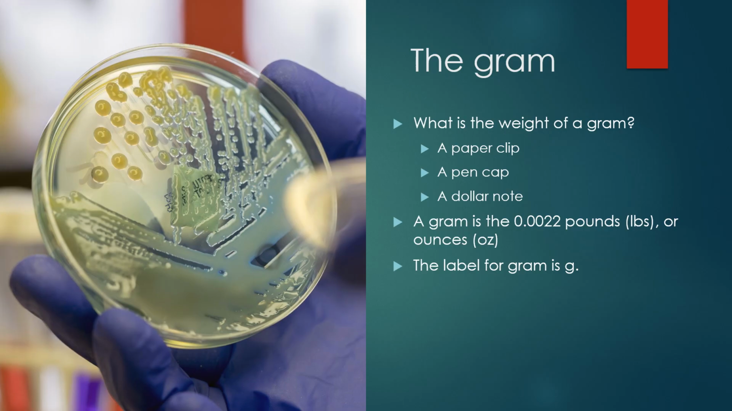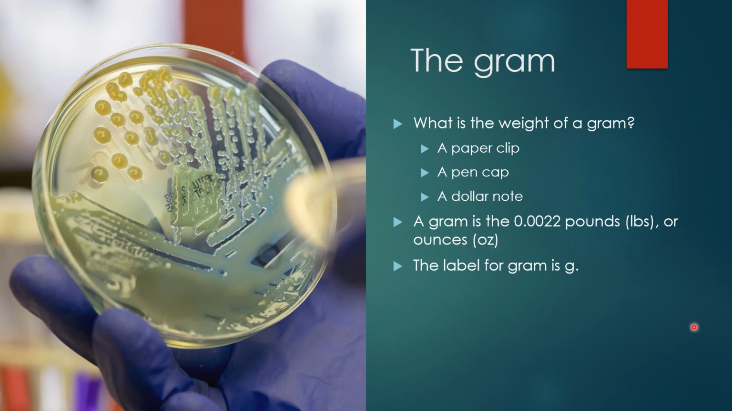What is the weight of a gram? A gram is about the weight of a paper clip, the weight of a pen cap, or even the weight of a dollar note. A gram is a very small measurement. It is 0.0022 pounds, or, oh, I guess I forgot to finish the ounces.